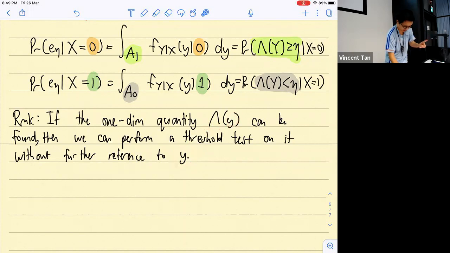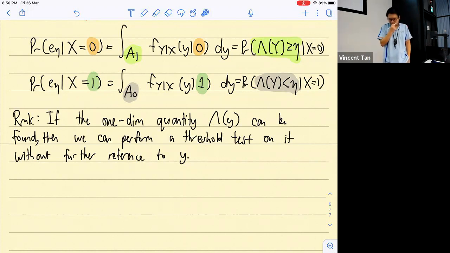Apply your function lambda to the 1,000 measurements, and you get a single number. The optimal thing to do is to compare this single number to eta, a single threshold. So this is a significant so-called dimensionality reduction. We initially had a lot of variables that we collected, but we don't really care about what they are as long as we can construct this one-dimensional quantity, the likelihood ratio, and it's optimal, as we have proved just now. A bit unbelievable, but let's discuss it a little bit more.